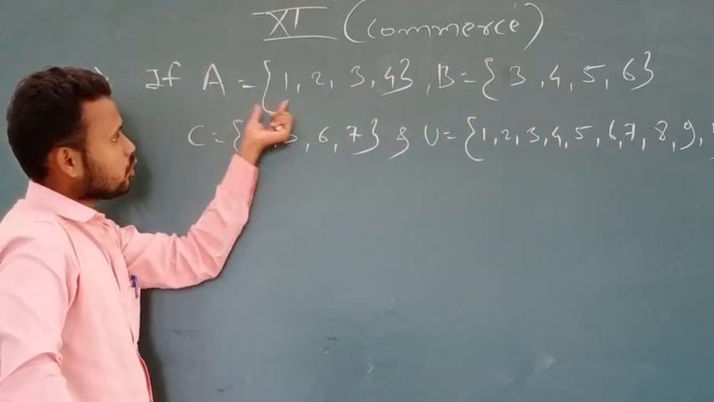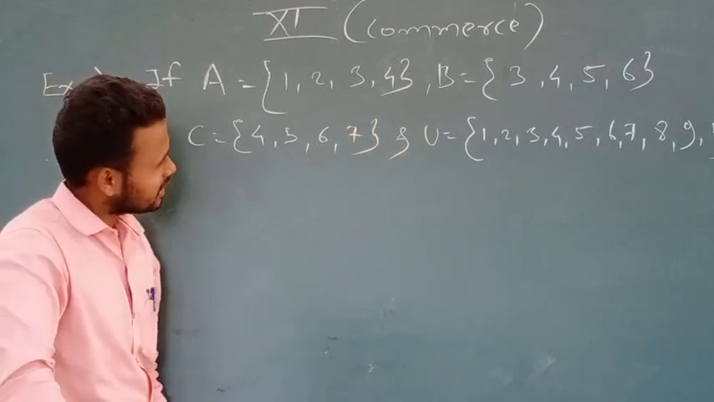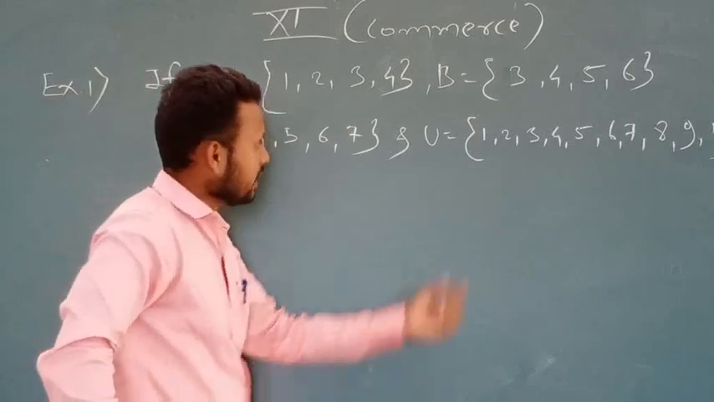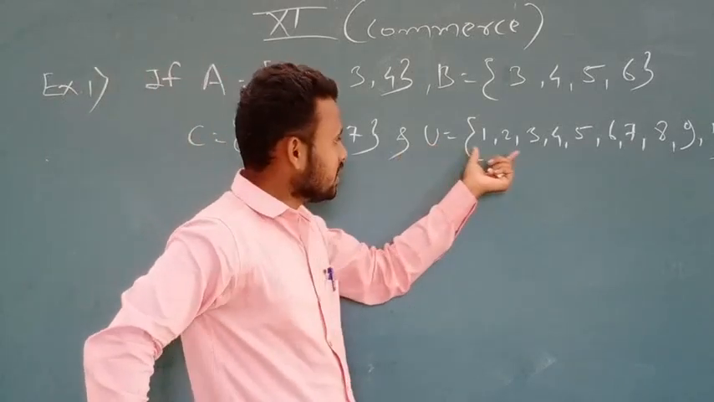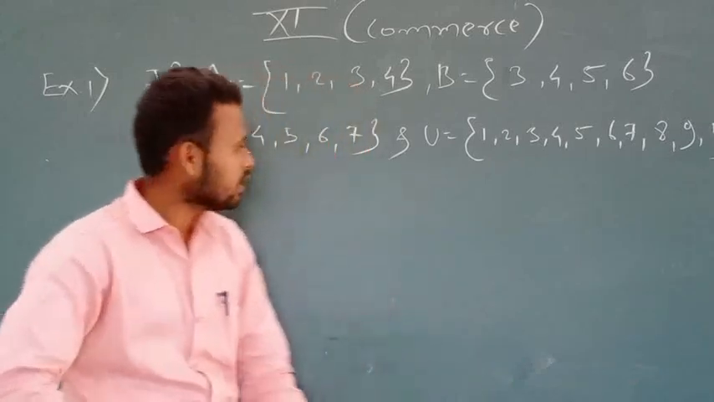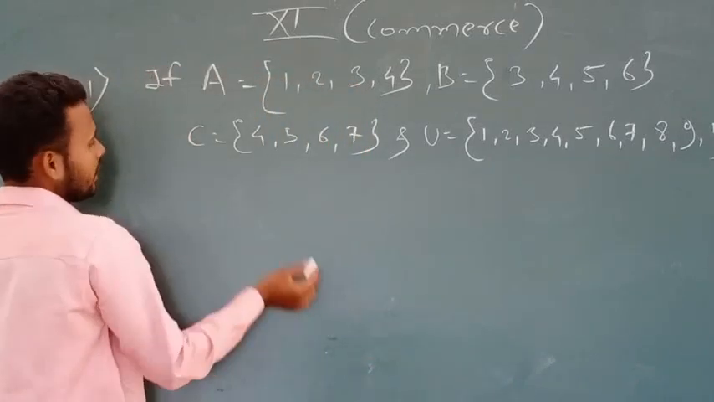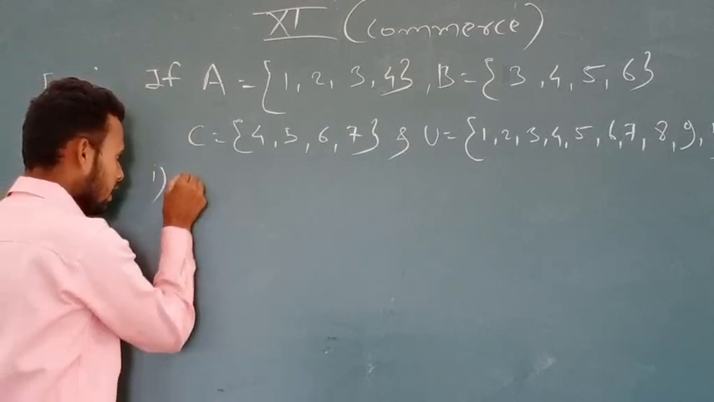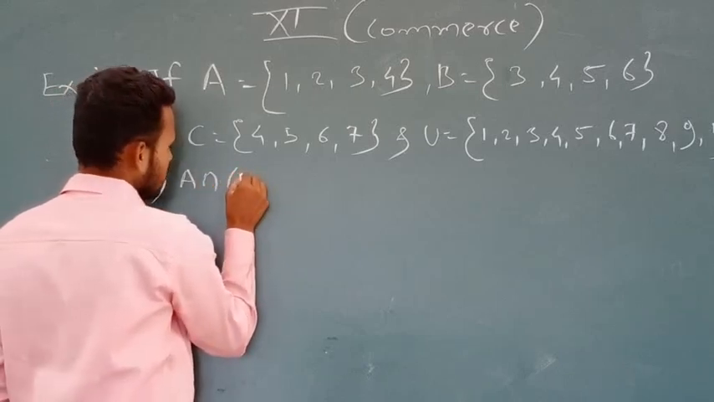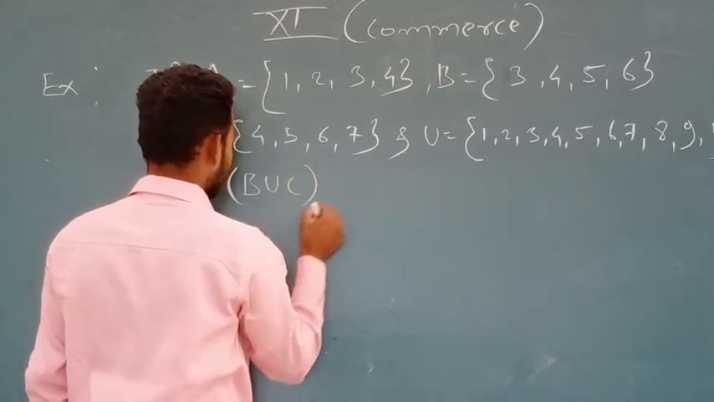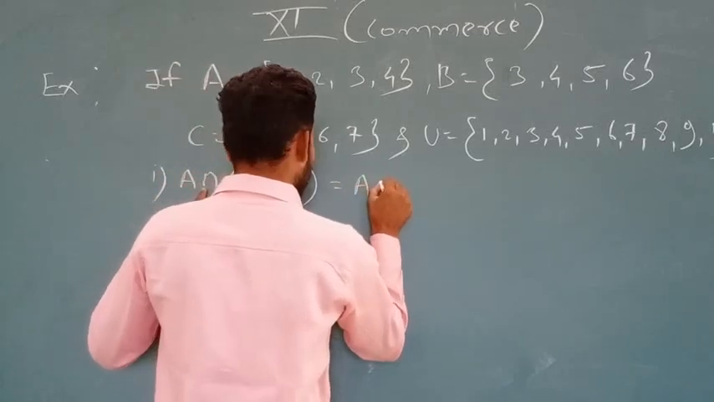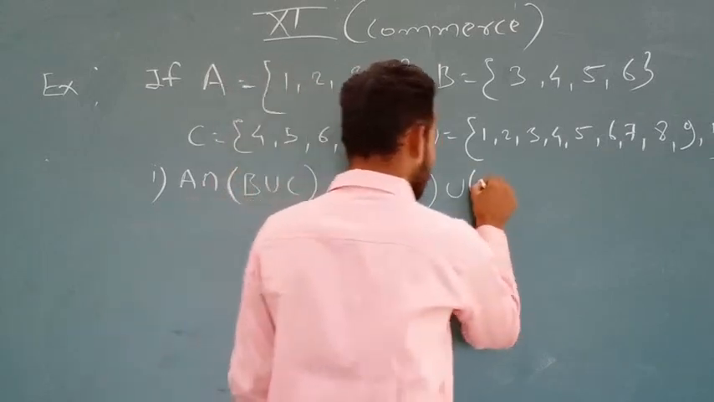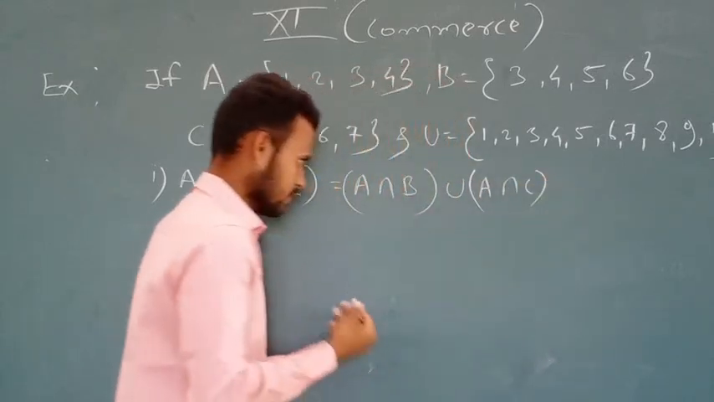If A equal to set containing 1 to 4 elements, B equal to set containing the elements 3, 4, 5, 6, C equal to set containing the elements 4, 5, 6, 7 and U is the universal set which contains the elements 1, 2, 3 up to 10. Then verify that first one, A intersection with B union with C, which is equal to A intersection with B union with A intersection with C. This is one property.